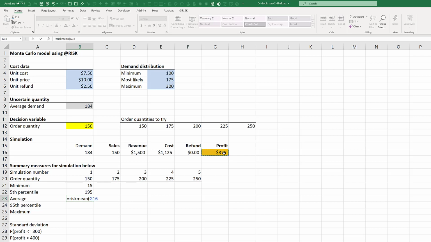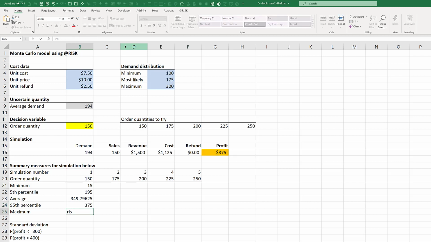Risk mean, profit, and the simulation number. Okay, I'm going to take that and paste it here inside in edit mode, so that way the cell addresses do not change, and then we want to make it 95%.